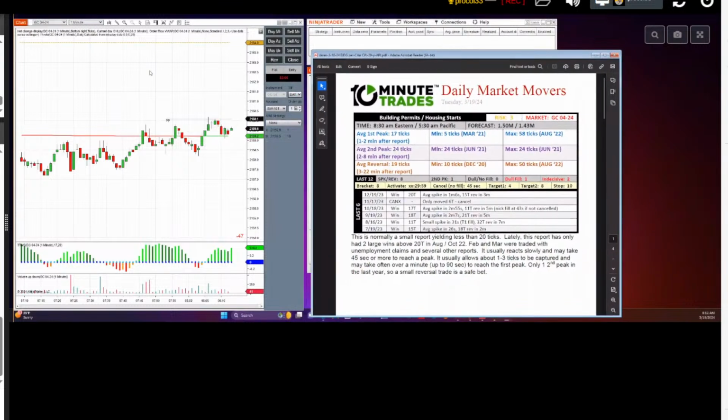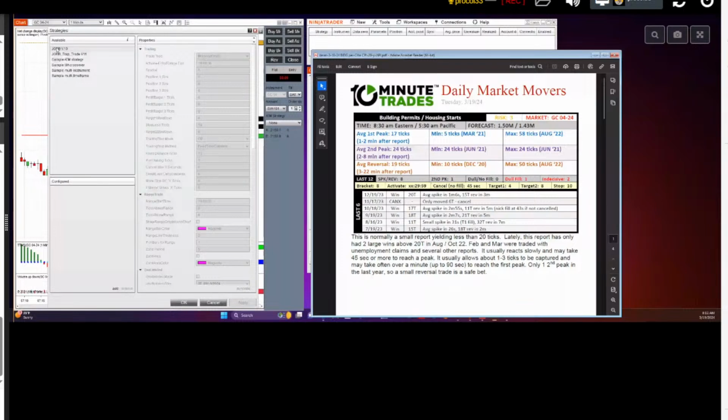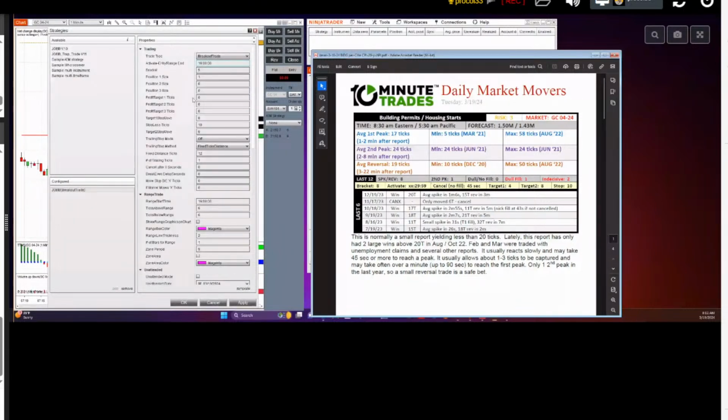So, setting up a gold trade on building permits, just a simple breakout, 829.59. The bracket is 8. I've got two targets, a target of 4 and a target of 8. I'll use a target of 12 on my second target. And I think what I'll do is go to 6 and 12.